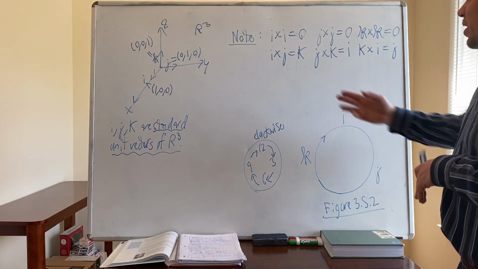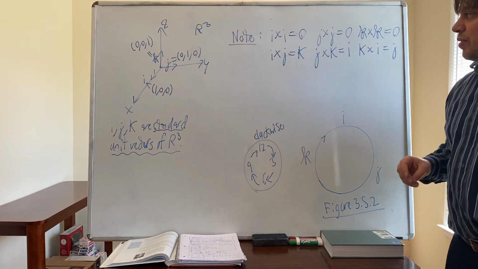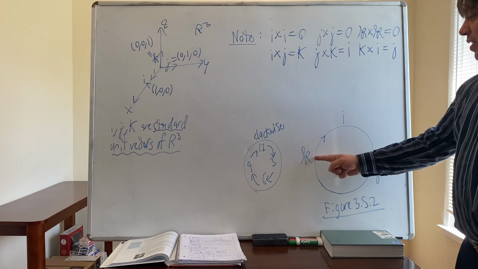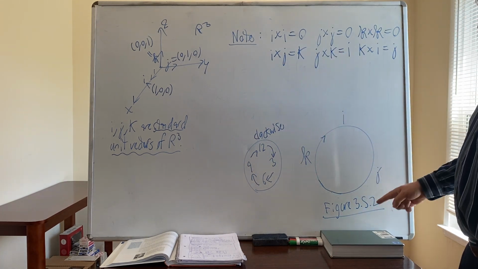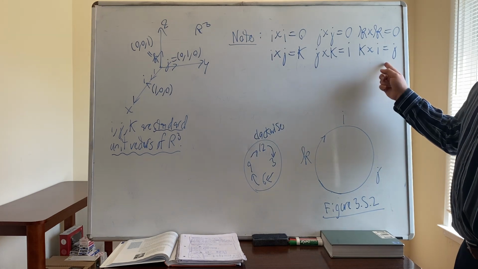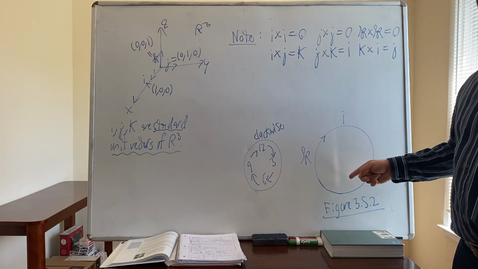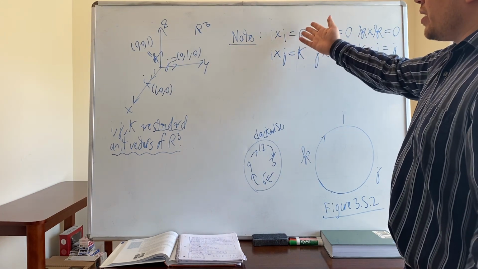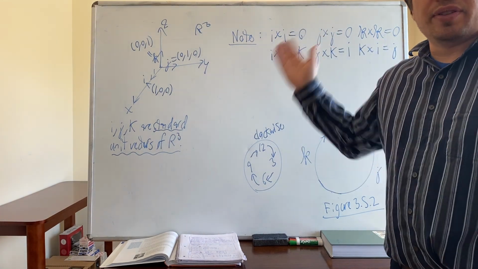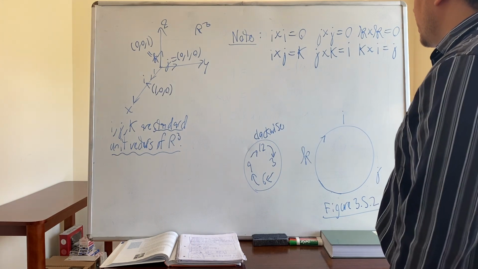Okay, and so these are the next 3 equations, right? I cross J is K, J cross K is I, and K cross I is J from this picture. Okay. Also, again, these 3 are just from the fact that you take a cross product of a vector with itself and you get 0. Okay.